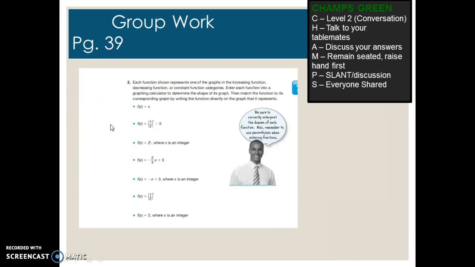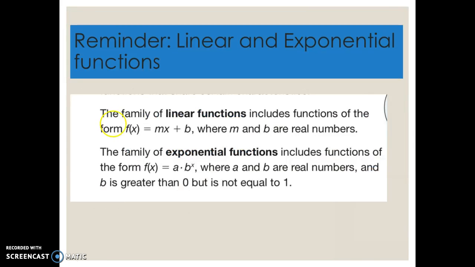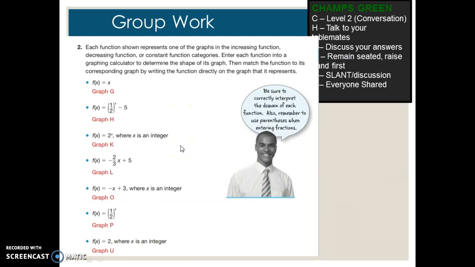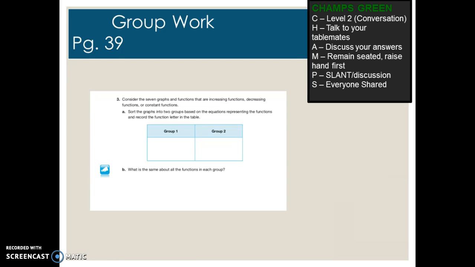I just went ahead and reviewed the 2 different types of functions we have. So group 1 should be linear and group 2 should be exponential. What is the same about all the functions in each group and what is different? Okay, that is what you're going to do for 3.